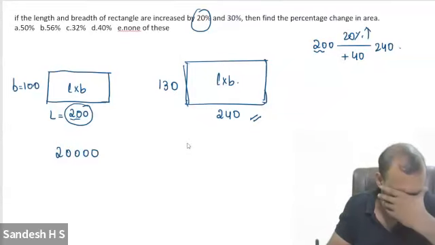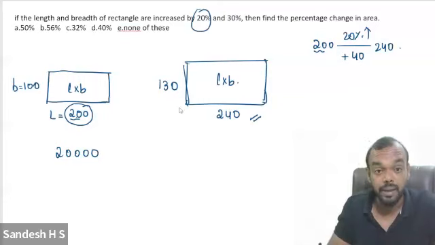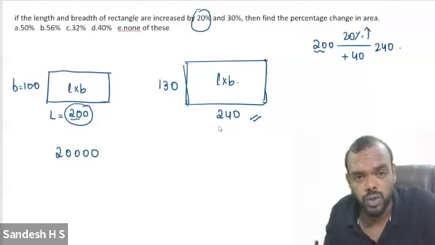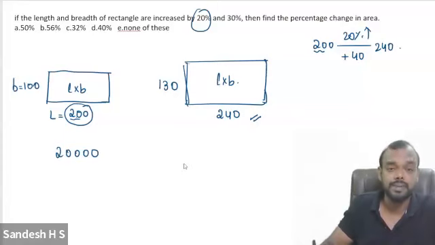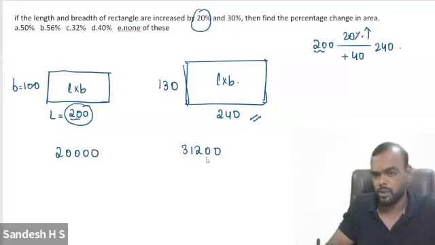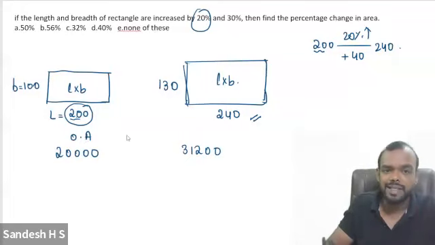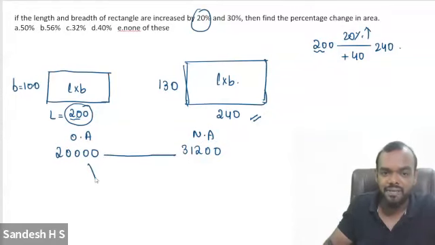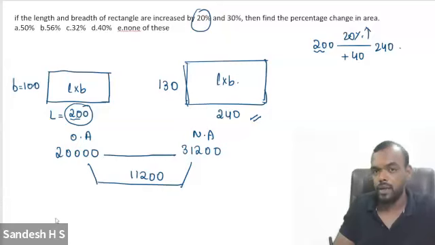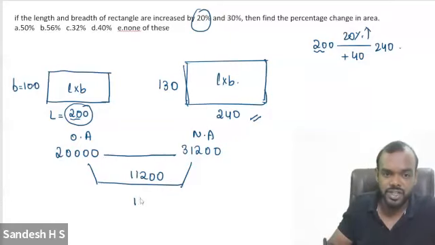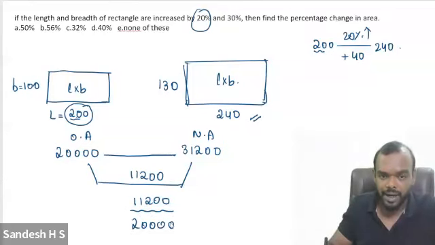260 plus, yeah, that is 13 into 24, that is 260 plus 52, 312. This is the original area, this is the new area. We want percentage change. Change in the value from year to year is how much? 11,200. Right? We know percentage change is change in the value divided by original value into 100.